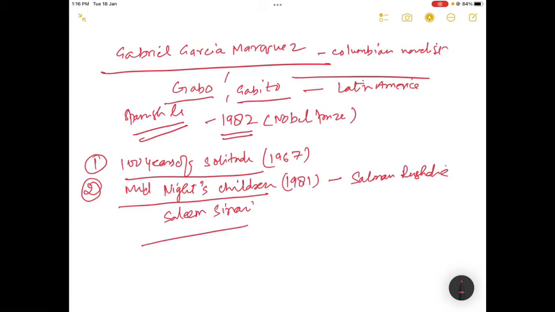Mixing of history and fiction, fact and fiction. This novel received the Booker Prize, as you know. And it was also awarded the Booker of Bookers Prize. So in this novel, Rushdie used the technique of magic realism. He fuses fantasy and fiction in an Indian background.